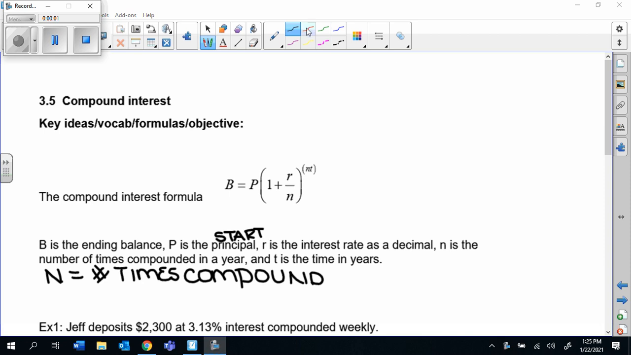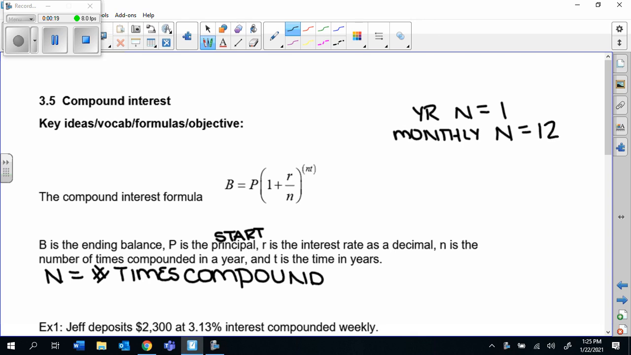If you are still getting confused with your time, if it says compounded yearly, then n equals 1. If it says compounded monthly, then n equals 12. If it says compounded weekly, what's our number, guys? Weekly. What number is that? Good job.